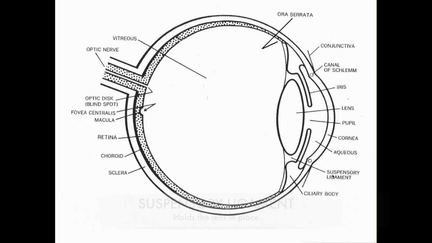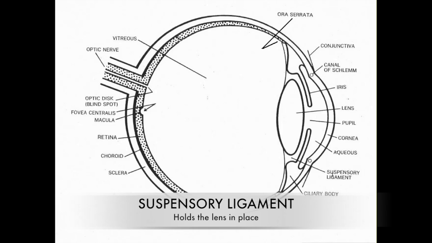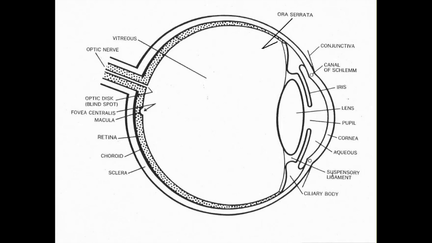The suspensory ligament is located between the iris and the ciliary body. It's a fibrous membrane containing the ciliary body and the lens of the eye, holding the lens in place.